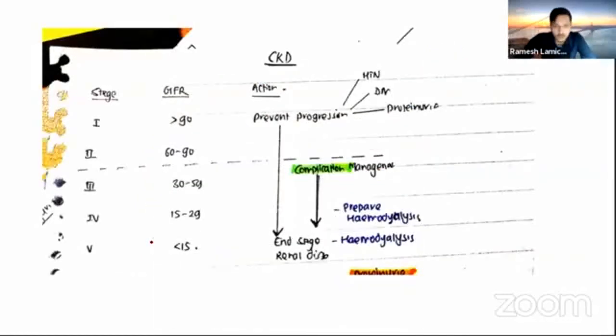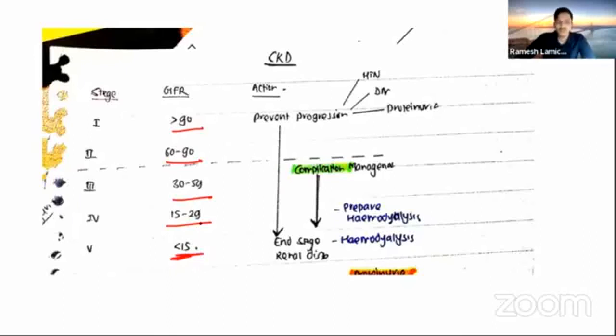So chronic kidney disease, stage is important. Staging is according to the GFR, glomerular filtration rate. So there are stages 1, 2, 3, 4, 5. Whenever the GFR is more than 90, it is stage 1, right? Stage 5 e GFR less than 15 thakbe. Stage 2 te 60 to 90 thakbe, 30 to 59 thakbe stage 3 te, and stage 4 te 15 to 29 thakbe GFR.